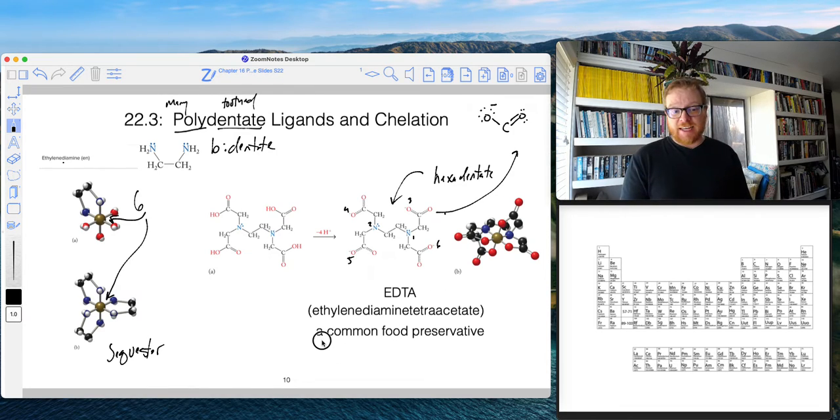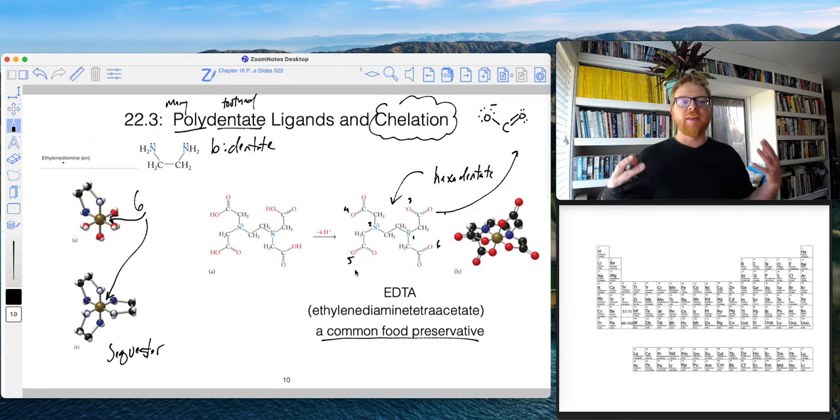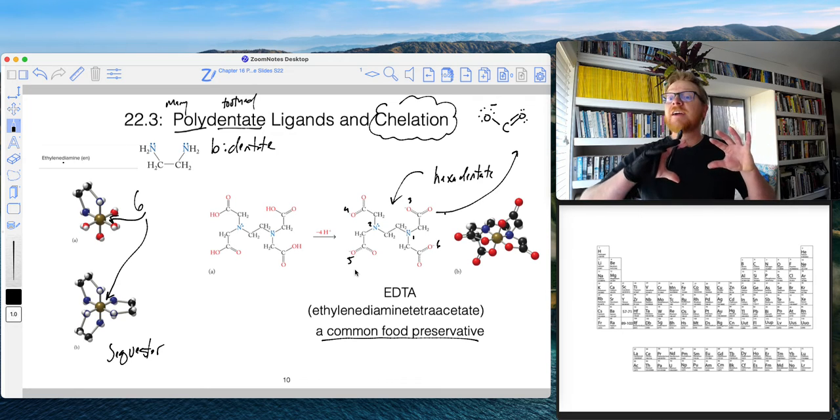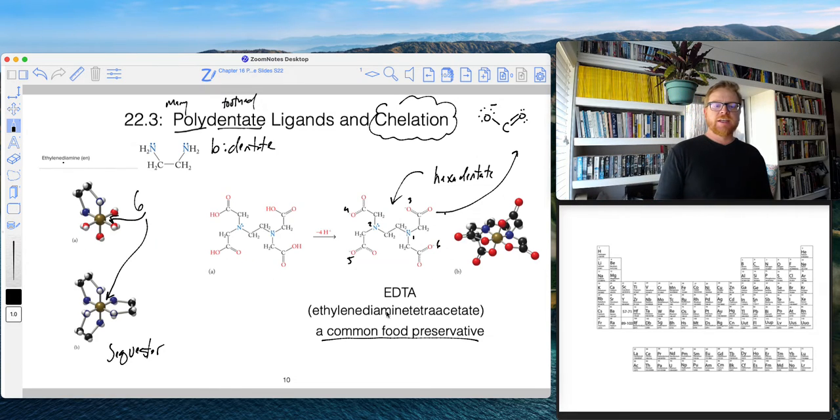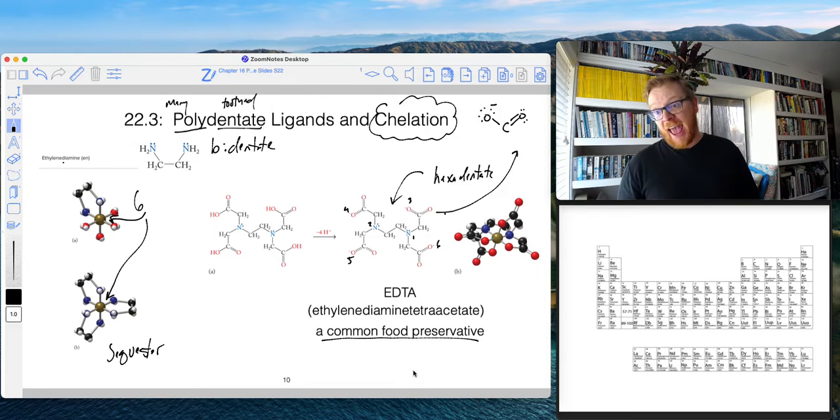And so because of this, EDTA is actually a common food preservative. And it acts as a food preservative via the chelation effect. So the chelation effect is this idea that if we have these polydentate ligands, they surround the metal, so they sequester the metal, and they render that metal inert from doing any other chemistry. So for example, as we'll see in the coming slides, some metals can act as acids. Some metals can also do redox chemistry.